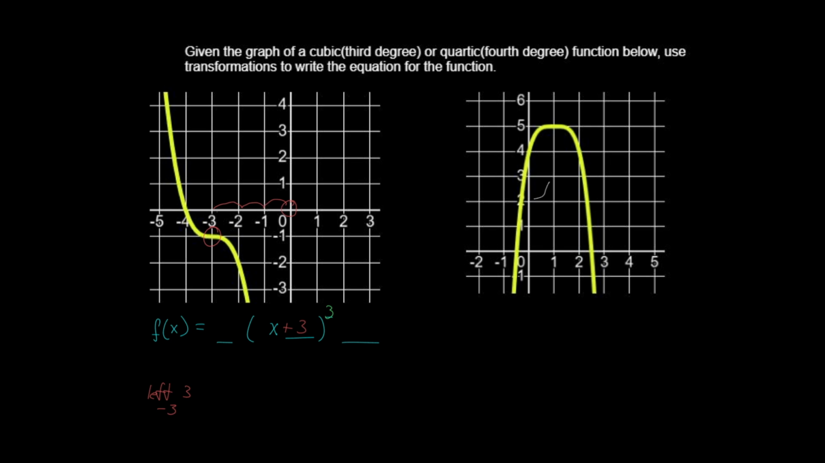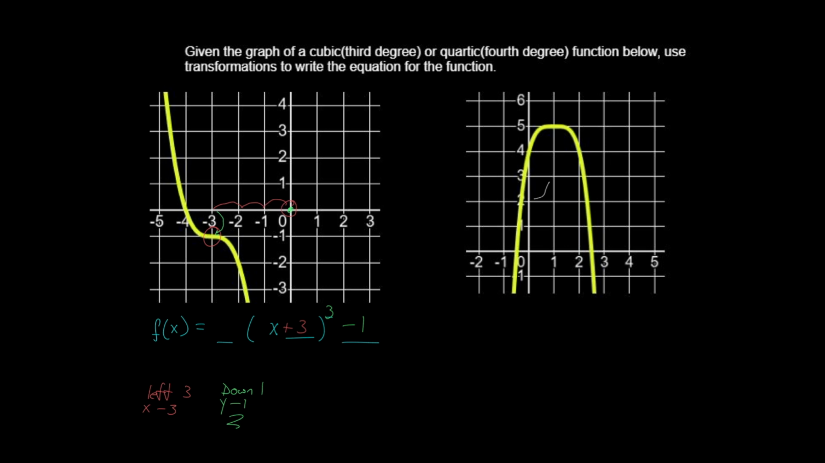Now for the y values, we actually go down 1 from where we start. So down 1, or -1 to the y values. And outside affects the y values. So we're going to place this 1 outside, and it affects the y values in the same way. So we're not going to change the operation there. We're just going to put -1.